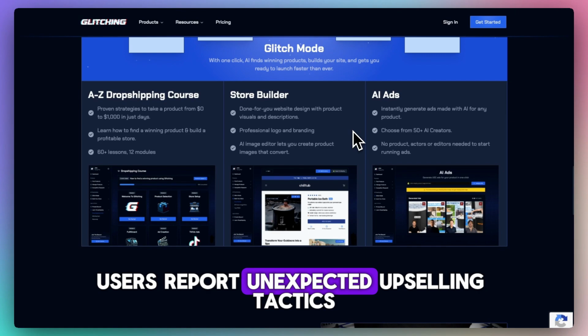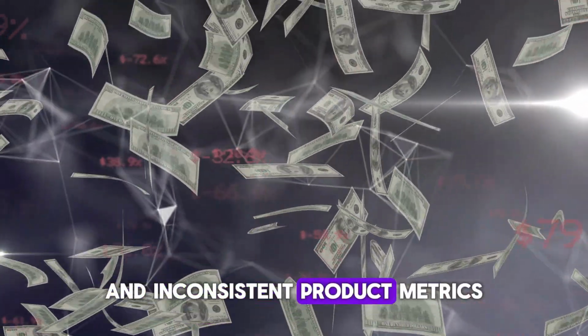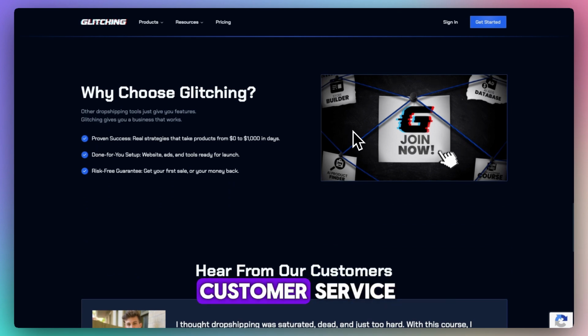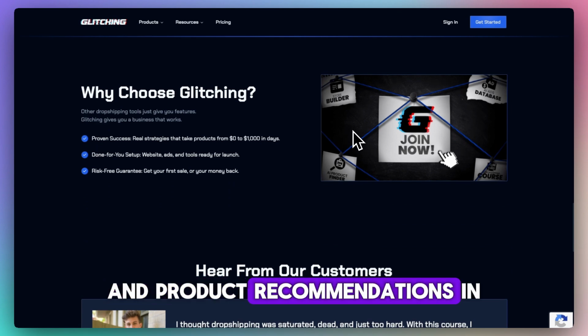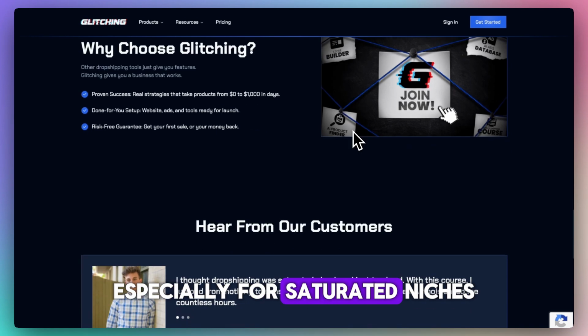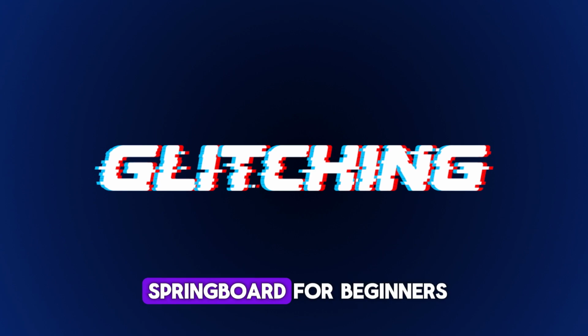Users report unexpected upselling tactics, misleading pricing pop-ups, and inconsistent product metrics, raising concerns about trust. Some complain about poor customer service, and product recommendations and ad creatives sometimes feel generic or inaccurate, especially for saturated niches. So Glitching AI is convenient, and it's a great springboard for beginners.